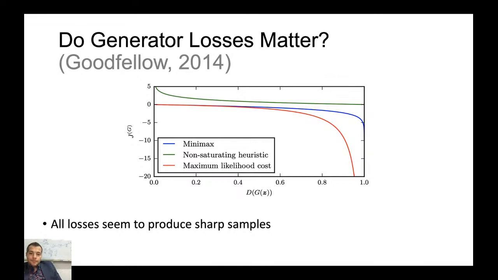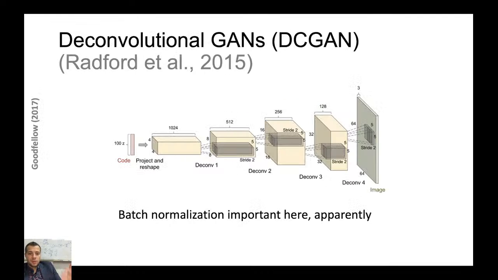Okay, so in the original paper of Goodfellow, they also studied different losses for the generator, and in practice they all seem to produce sharp examples. The model seems to be able to generate sharp examples, I mean without blur artifacts, irrespective of the loss function, but people nevertheless studied other loss functions and tried to improve the models by changing the loss.